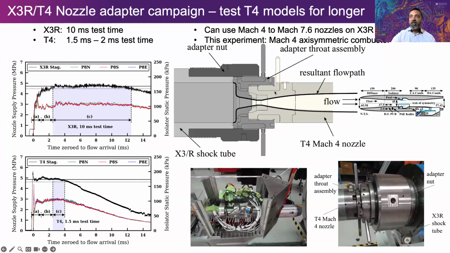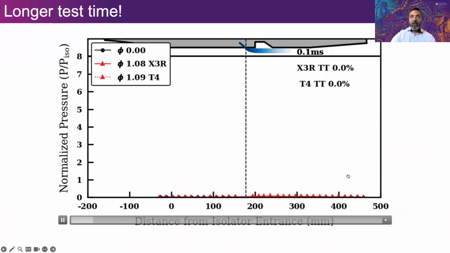Okay, so first things first, yes, it did fit. We could put the model in. Yes, there is a nice comparison here of the test time. We get nozzle supply pressure. This is the test time in X3R, much larger than that in T4. So looks promising. Then we gave it a go.